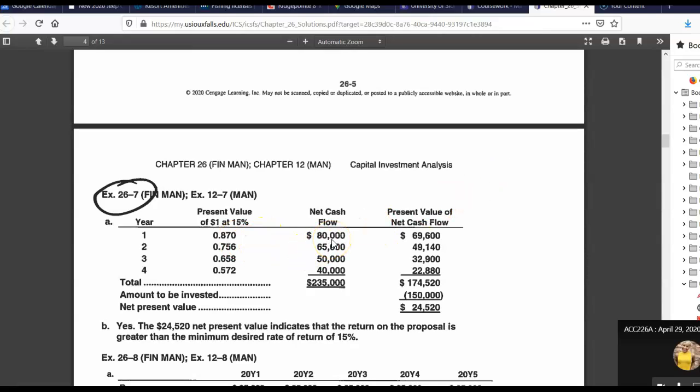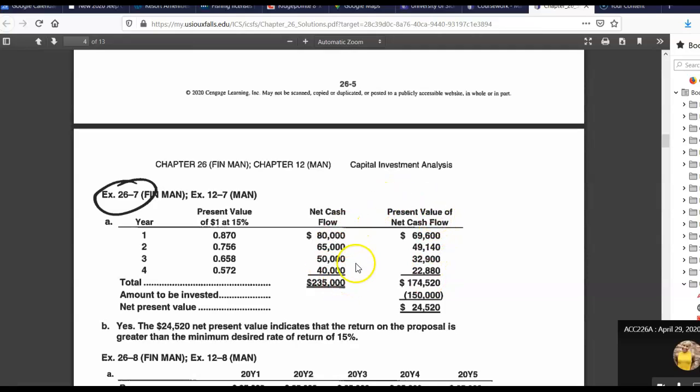What is $80,000 worth today that I'm going to get in a year? So it's January 1. What is $80,000 worth at December 31st? It's worth today $69,600, because as the interest grows over 365 days, it will grow to 80 grand based on 15%. 65,000 is worth 49,000, and all the way down.